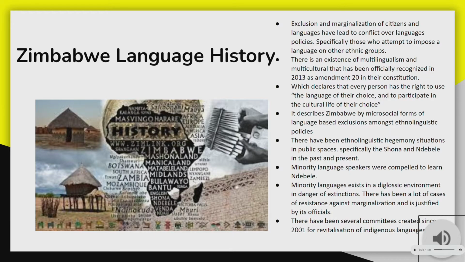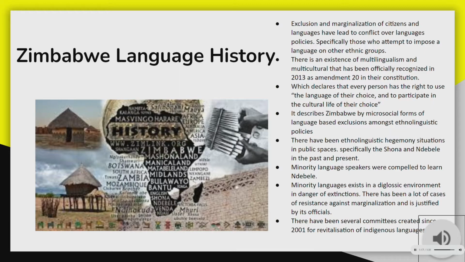It describes Zimbabwe by micro social forms of language-based exclusions amongst ethno-linguistic policies. There have been ethno-linguistic hegemony situations in public spaces, specifically the Shona and Ndebele, in the past and present. Minority language speakers were compelled to learn Ndebele. Minority languages exist in a diglossic environment in danger of extinction.